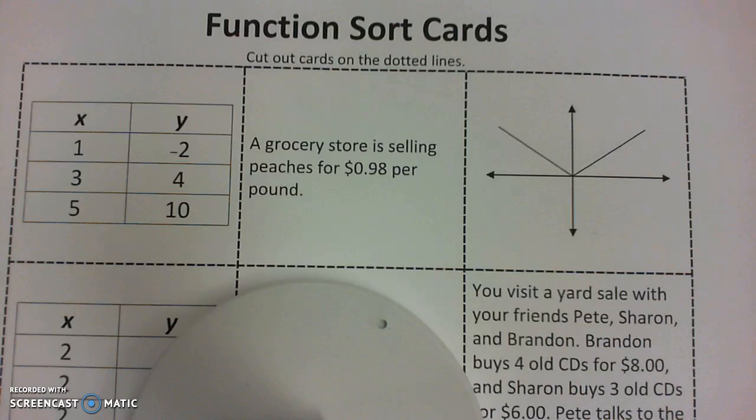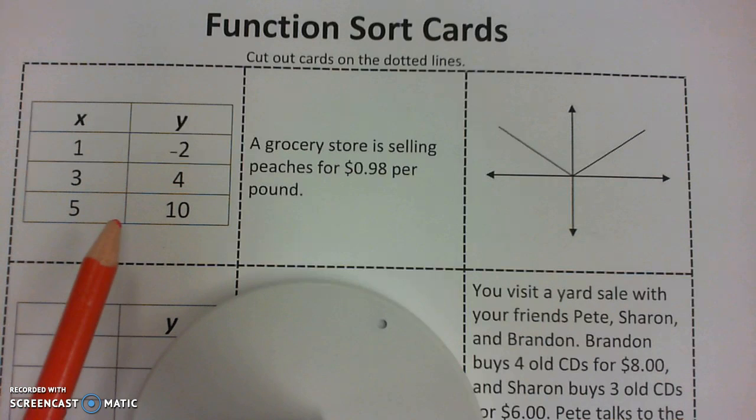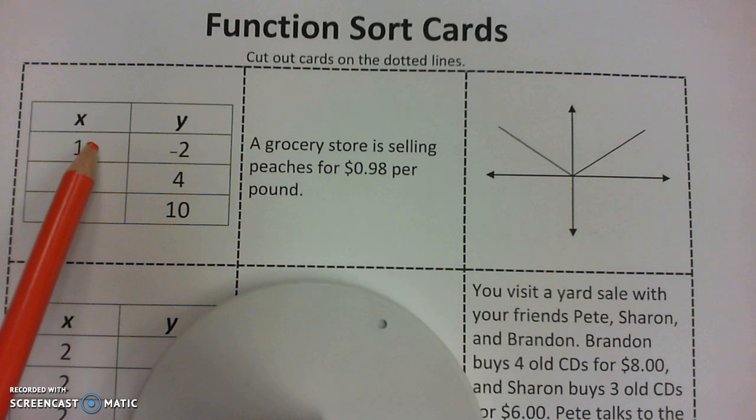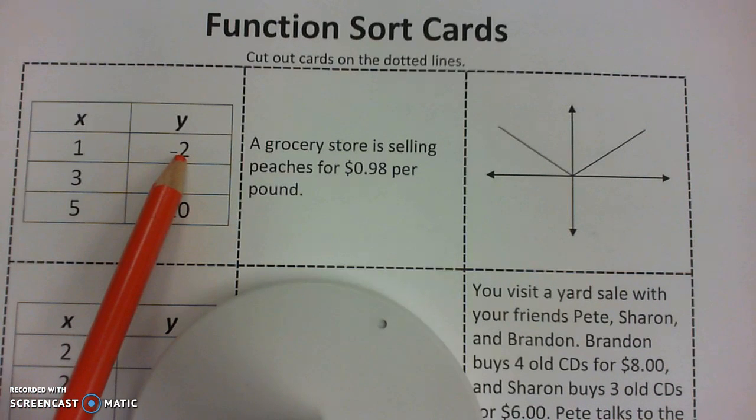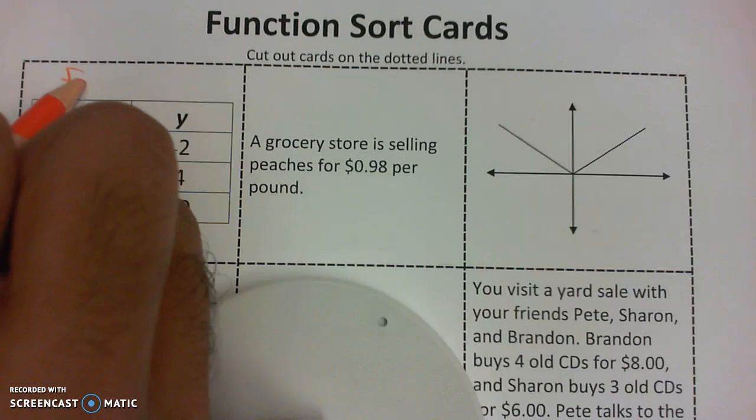So if I look at the function sort cards, we're looking at the top row and we're looking at the table first. I have the ordered pairs 1, -2, 3, 4, and 5, 10. Each of these x's only has one y, so that means this is a function.